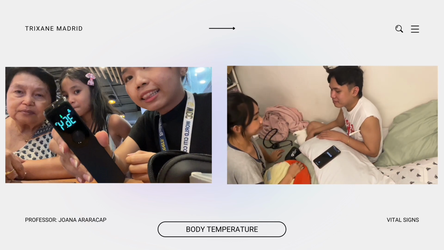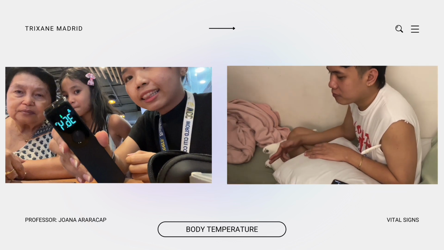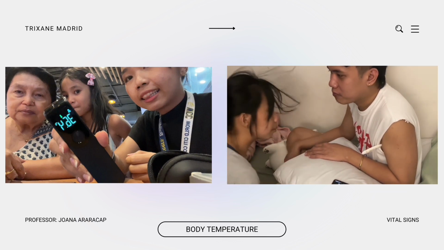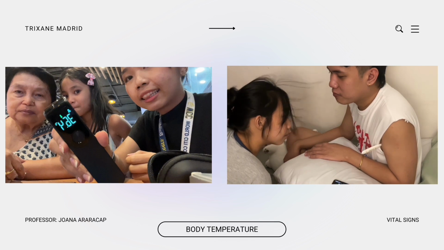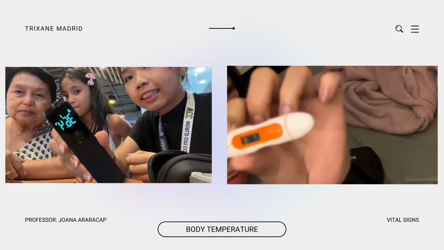And I am using a digital thermometer for the patient on the right because it is quick to use and reasonably accurate. There are actually different kinds of thermometers, where a thermometer is a device that measures temperature. And this body temperature was 36.3 Celsius degrees. Both of them have a normal body temperature, since it ranges from 36.5 to 37 Celsius degrees.